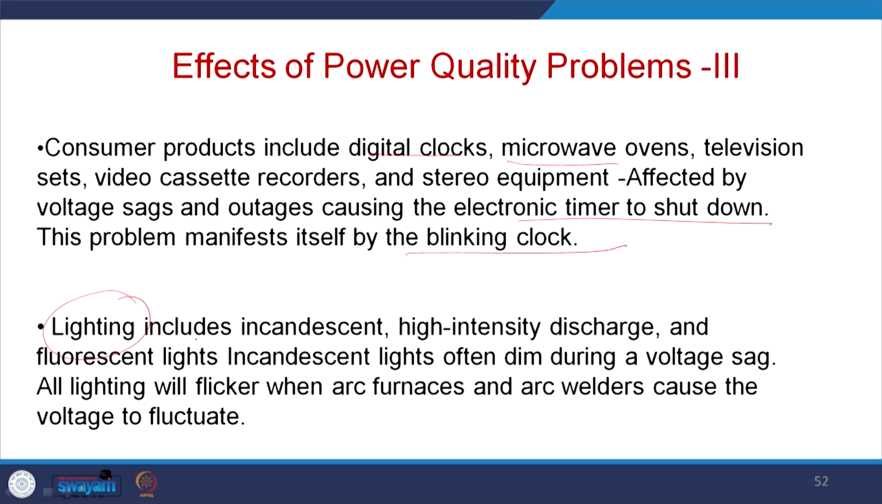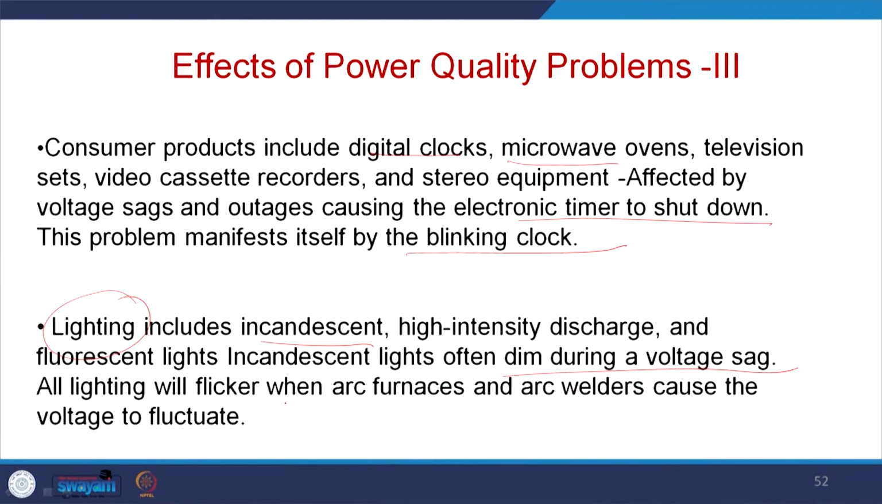Lighting is also a problem. It includes incandescent, high intensity discharge, and fluorescent lights. Incandescent lights often dim during voltage sag and do not turn on. That is what was found in most villages at least 5 years ago also. I found that in the evening, due to the sag in the voltage, your fluorescent tube lamp does not work.